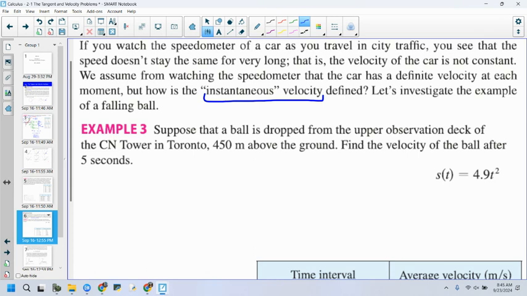Now, I am not saying find the initial velocity. I'm not saying find the final velocity. I am saying find the instantaneous velocity. How fast is the ball going at 5 seconds, at that moment?